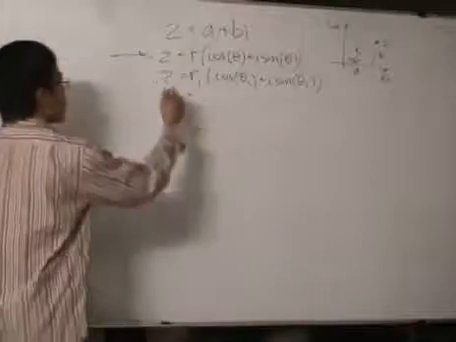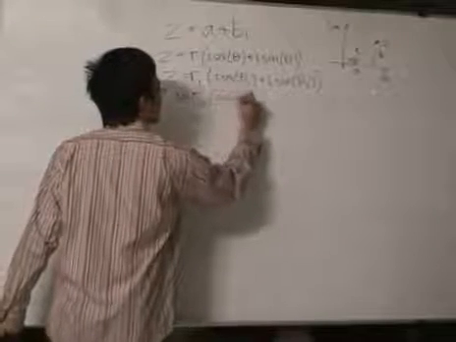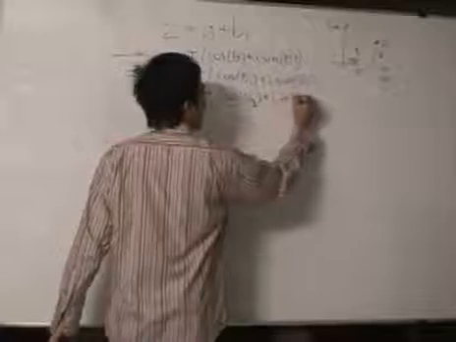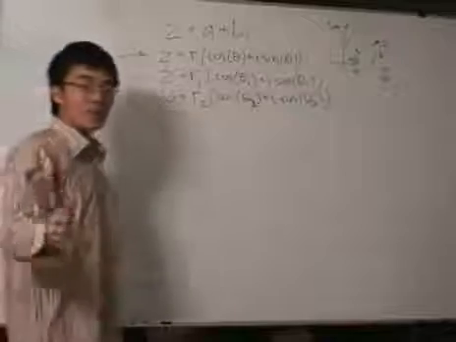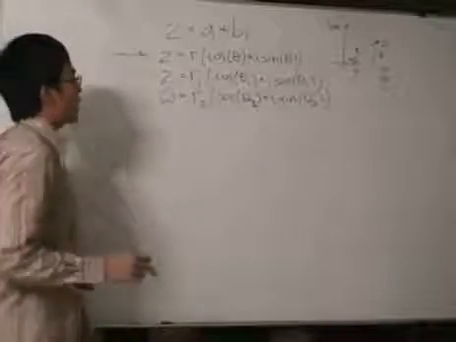And then we've got another number, w = r2 (cos theta 2 + i sin theta 2). These are two complex numbers, and we're going to multiply them together, and we have to show that the magnitude or the modulus is r1 times r2, and the argument is theta 1 plus theta 2.